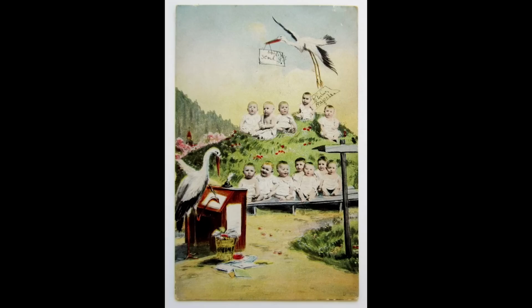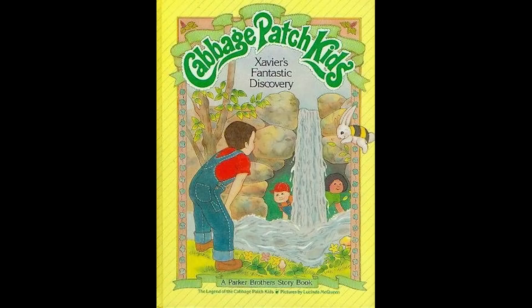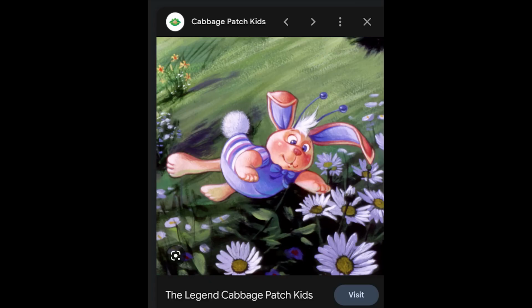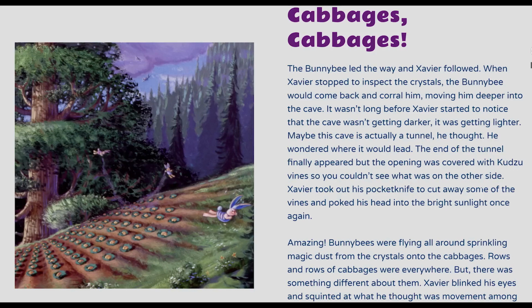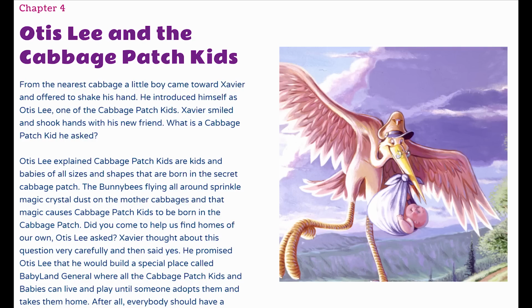The legend of the Cabbage Patch Kids involves a young boy named Xavier who meets a mystical fairy bunny bee creature, so a hybrid or chimera, and he follows this bunny bee through a secret tunnel behind a waterfall. On the other side of this waterfall, he finds that babies are being produced in a cabbage patch. The stork, known as Colonel Casey, would then come and pick up the babies. He even has his own uniform.